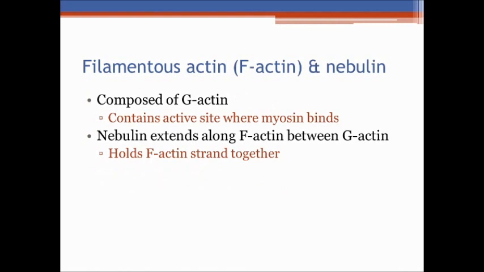F-actin is also known as filamentous actin. It's composed of G-actin, which contains the active site where that myosin binds. And nebulin is another protein. It extends along F-actin between G-actin strands and helps to hold the F-actin strand together.